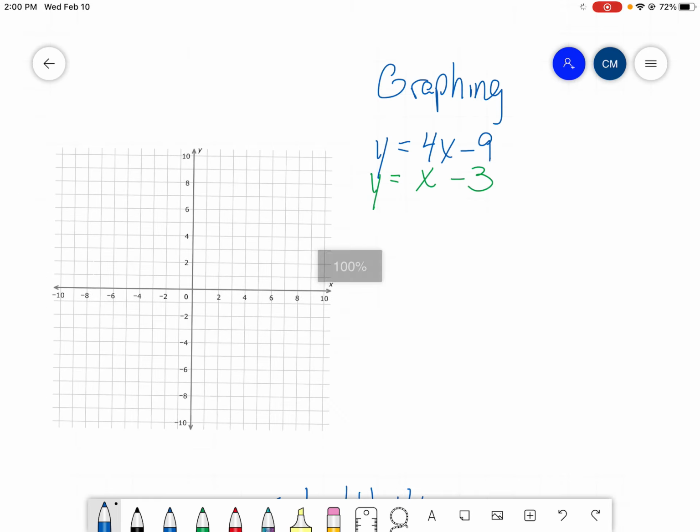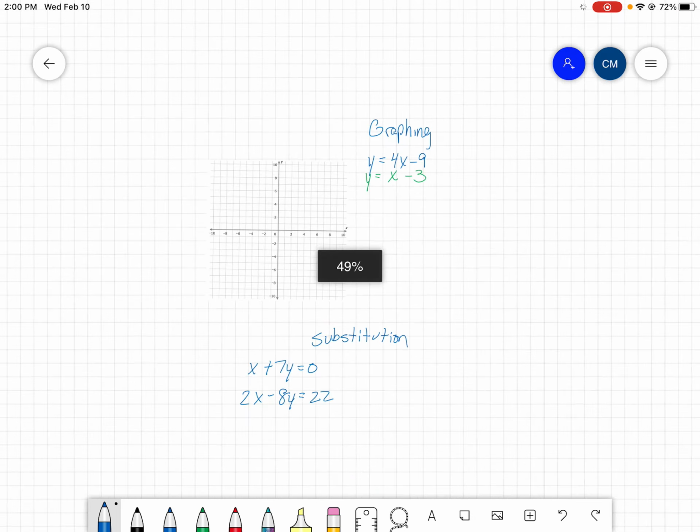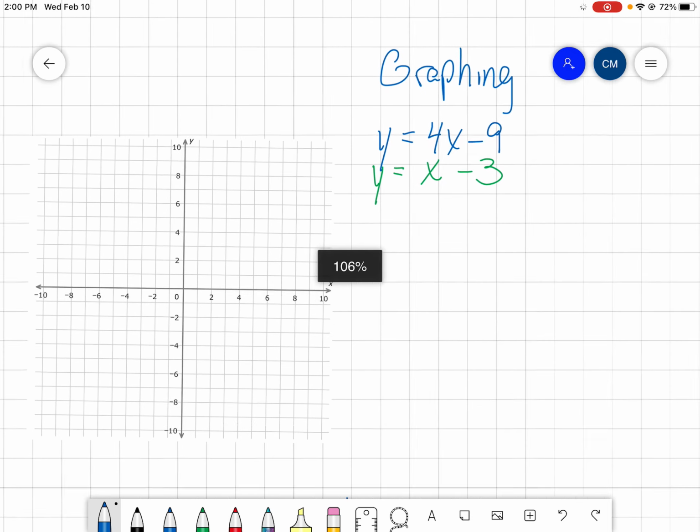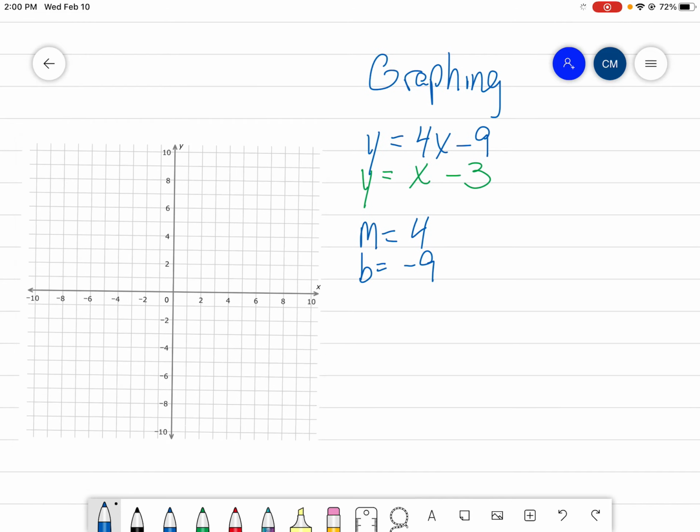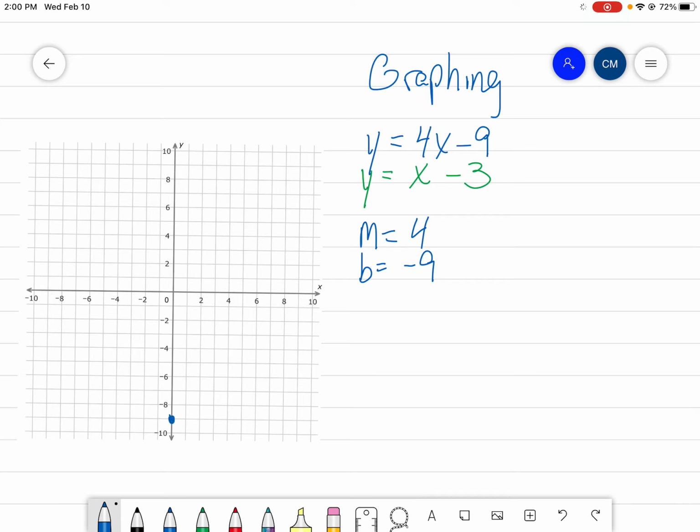For the first equation, I can see from my first equation that my slope is 4 and my y-intercept is negative 9. So I'll start at negative 9, and I will go up 4 over 1.